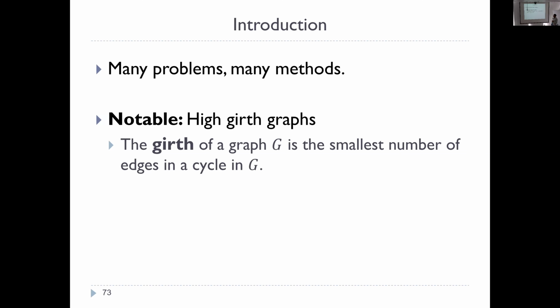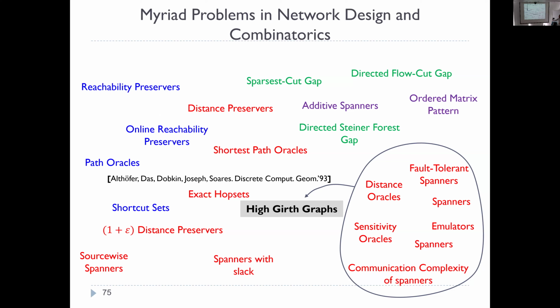Now, there's one exception to what I just said, which is graphs of high girth. What is the girth of a graph? It is the smallest number of edges in a cycle. It is known that for some of those problems, the sizes of the objects can be described by the size of graphs of high girth. For example, the size of spanners with a certain stretch can be related to the size of graphs of high girth. This is known.